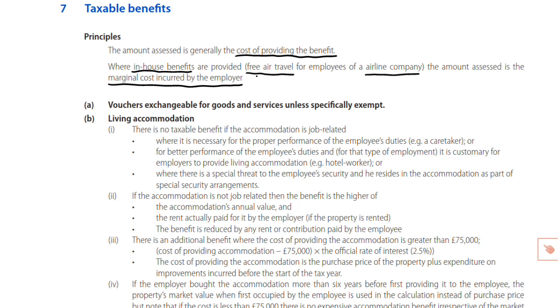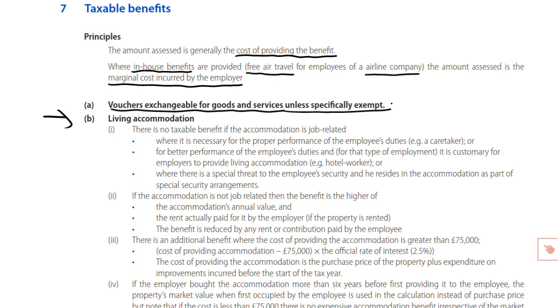So it's marginal cost. What we're far more likely to see will be certain specific assets being provided to you. And the first of those, as we'll see in a moment's time, is living accommodation. Just one other to get out of the way before we get into the key areas. Vouchers that are exchangeable for goods or services there, unless specifically exempted, again will be taxable, again on a basis of the cost to the employer.